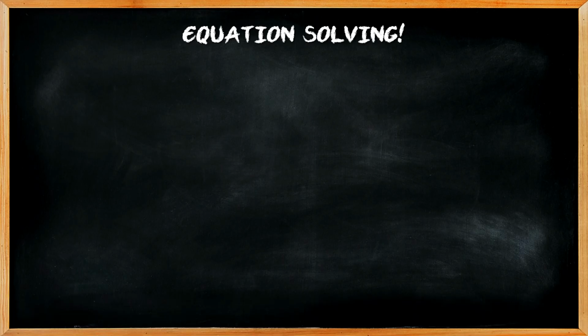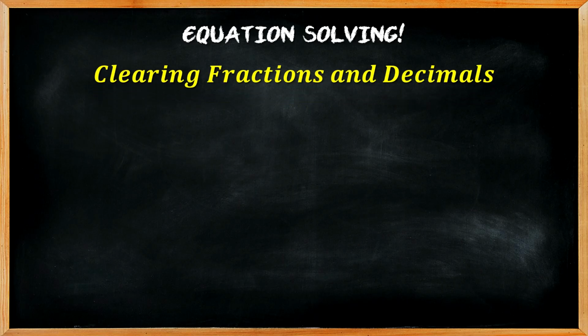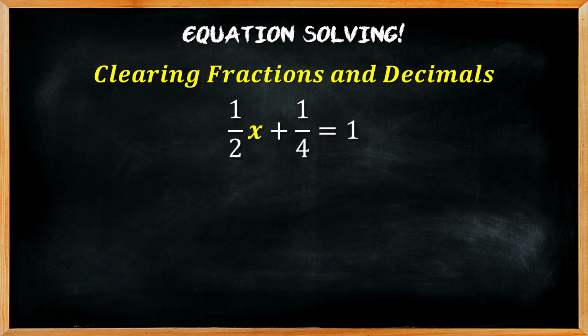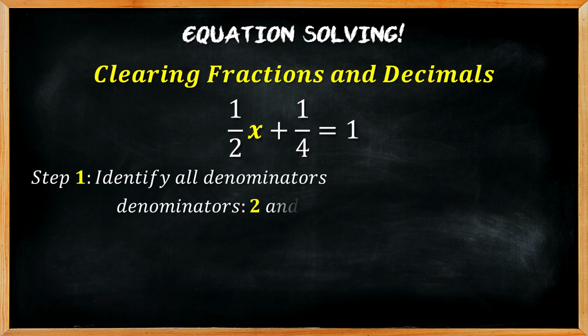When solving equations that contain fractions or decimals, we can make our work much easier by clearing them first. This means eliminating the fractions to work with whole numbers instead. First, we identify all the denominators in our equation. Here we have denominators of 2 and 4.